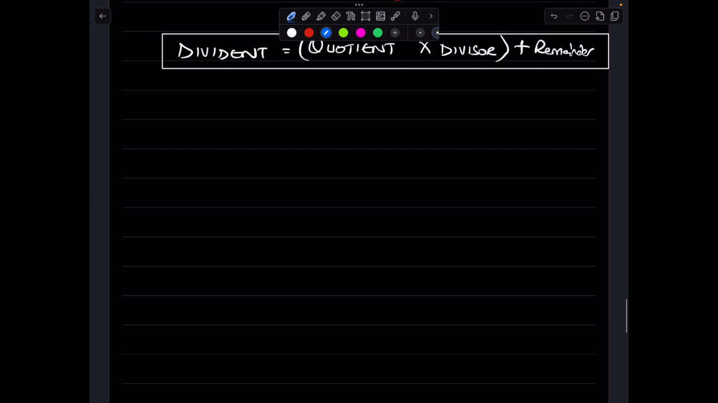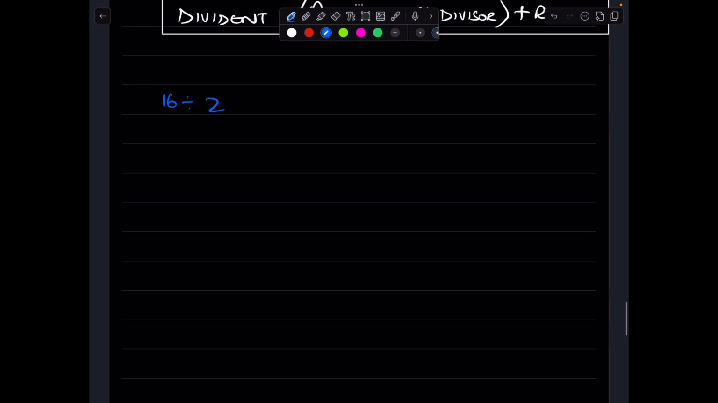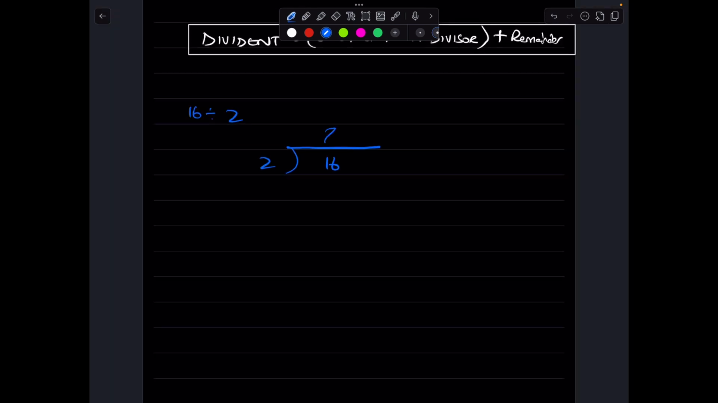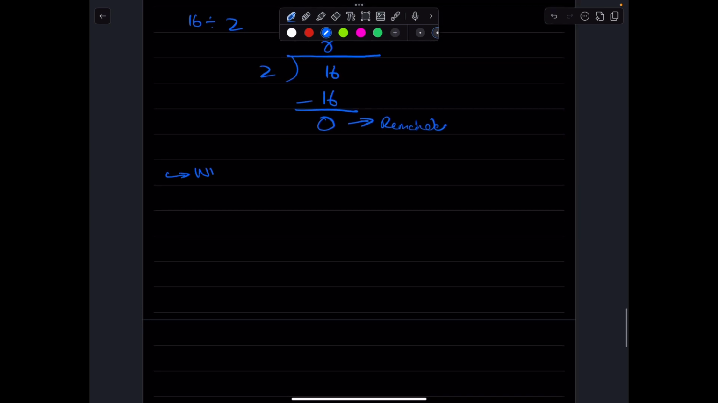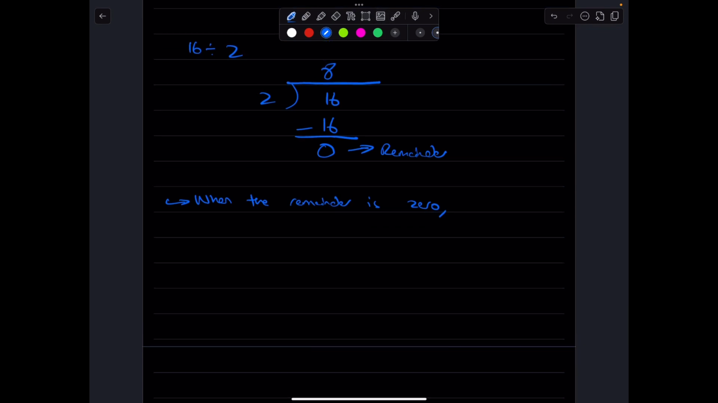And our second example could be 16 divided by 2. So this would look something like this. We have an 8 here, 16 here, and 16 minus 16 is 0. So in this case, the remainder is 0. So this means when the remainder is 0, the divisor, which in this case is 2, is said to be a factor of the dividend.